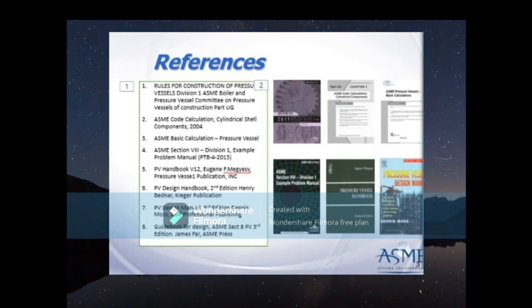References. Number 1. Rules for Construction of Pressure Vessels, Division 1, ASME Boiler and Pressure Vessel Code, Part UG. Number 2. ASME Code Calculation, Cylindrical Shell Components, 2004. Number 3. ASME Basic Calculation, Pressure Vessel. Number 4. ASME Section 8, Division 1, Example Problem Manual. Number 5. Pressure Vessel Handbook, V12, Eugene F. Megyesy, Pressure Vessel Publication, Inc.